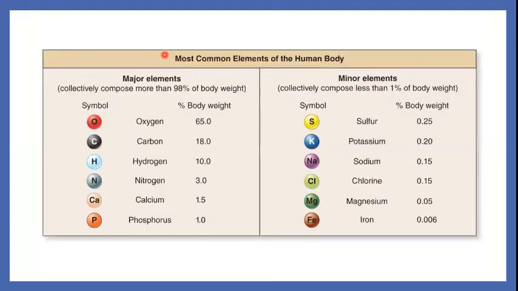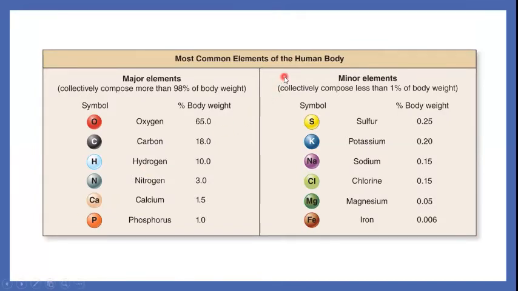This chart shows the most common elements of the human body. The major elements are those that collectively compose more than 98% of body weight. Oxygen composes about 65% of your body weight, followed by carbon at around 18% and hydrogen around 10%. Now we know that water is composed of 2 hydrogen atoms to 1 oxygen atom. So when you add those two together, you can kind of see how that 55 or 65% body weight comes around. We have a little bit of nitrogen, 3%, some calcium, and some phosphorus.